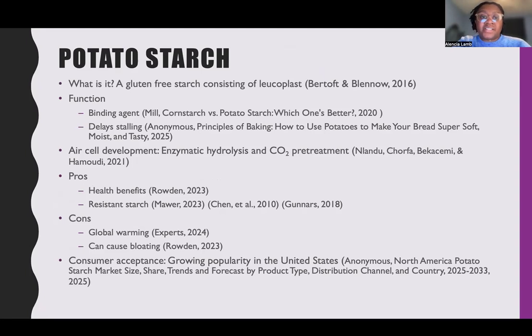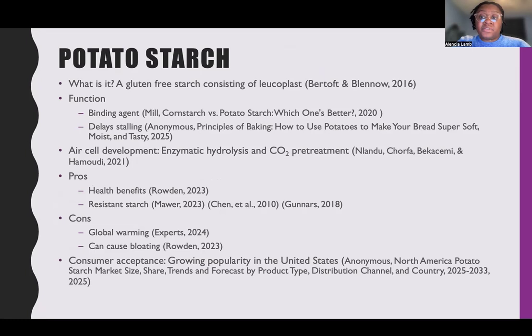Air cell development is via enzymatic hydrolysis and carbon dioxide pretreatment. The pros or advantages of potato starch is there are health benefits associated with it, including potentially improving insulin sensitivity, improving digestive and colon health, as well as possibly improving weight loss efforts. And it is also a resistant starch, providing 8 grams of resistant starch per tablespoon.